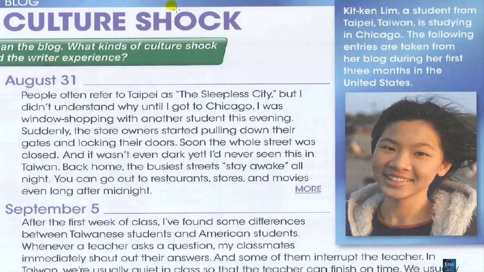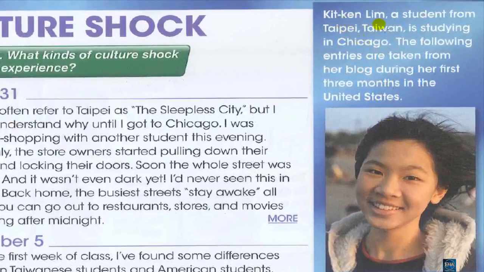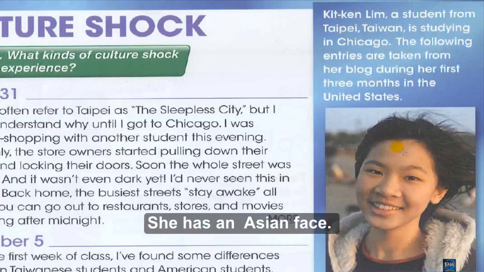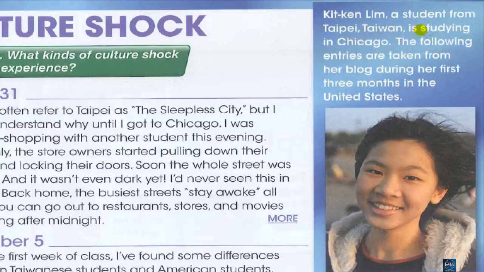So, here, look at the picture. Kit Kin Lam, a student from Taipei. She's a student from Taipei, Taiwan. So here, she has an Asian face, like the faces of Japan, China, Indonesia, Taiwan. She's Taiwanese. She's from Taipei, Taiwan, and is studying in Chicago. The following entries are taken from her blog during her first 3 months in the United States. So, she started to write her own experiences about life in the United States. She got shocked, because life is different in the USA than Taiwan. Let's read.